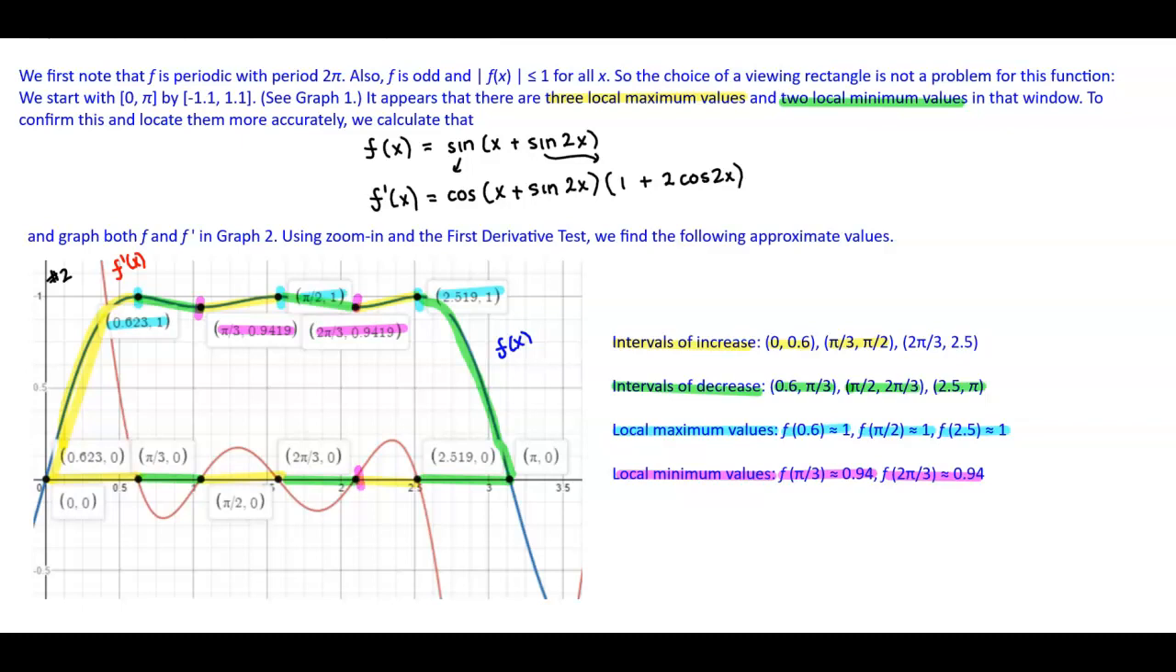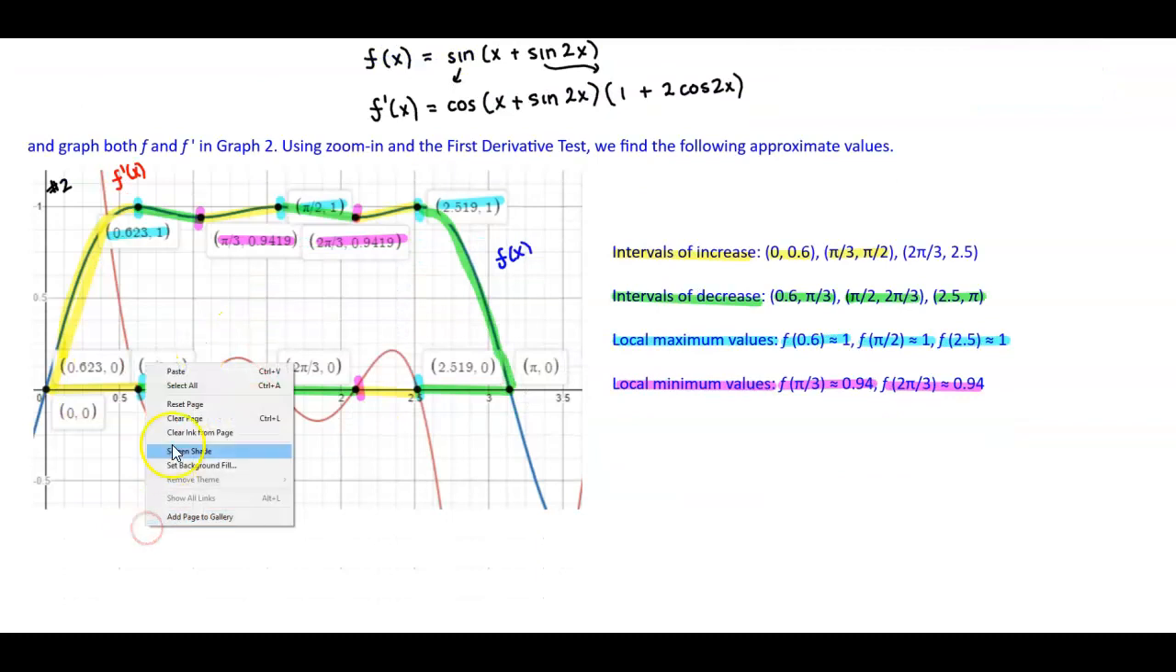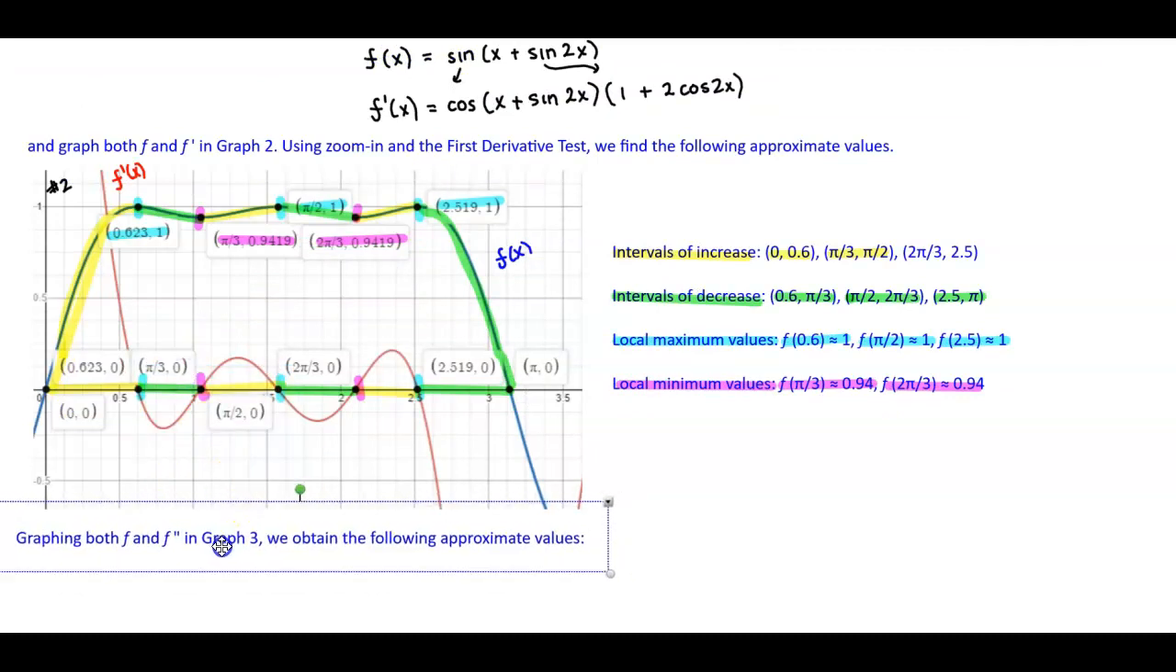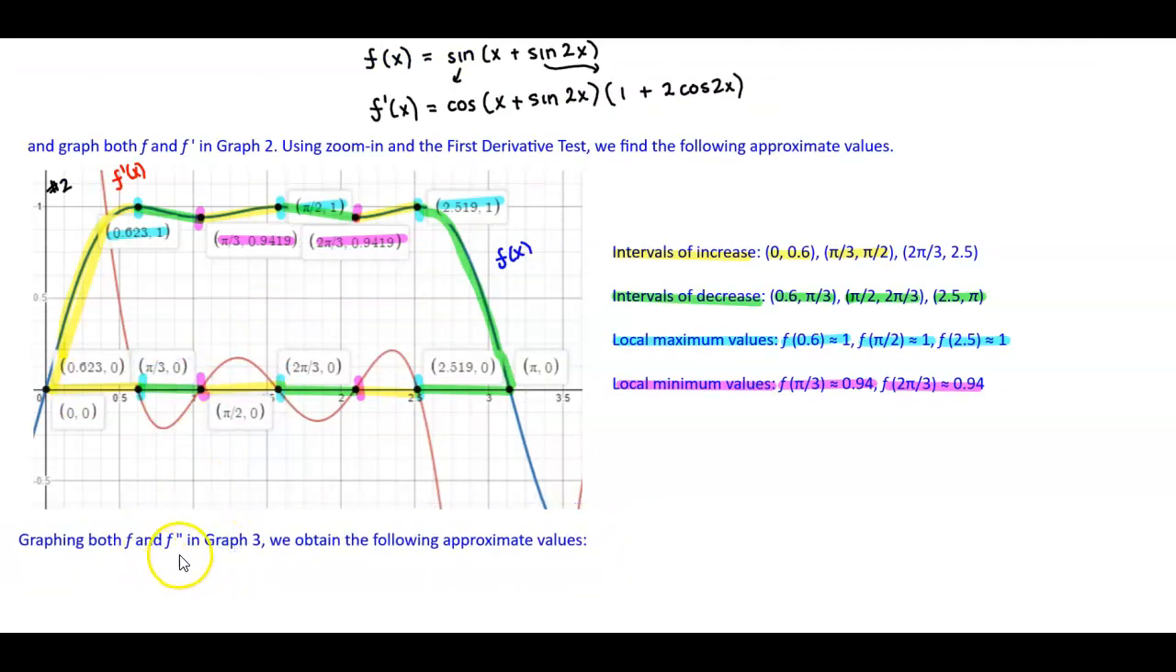Okay, so again, we can see here that the first derivative is telling us where the local minimum values are, and here we can see that these represent the local maximum. So therefore that gives us that information by finding the first derivative. Okay, so now what we want to do is find the second derivative. So we're going to graph the function and the second derivative in graph 3.